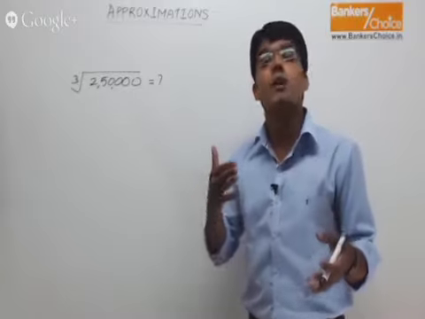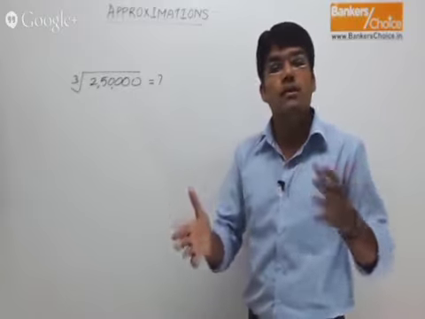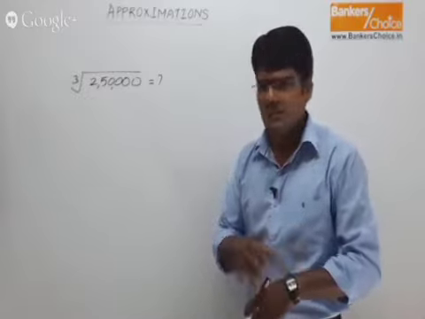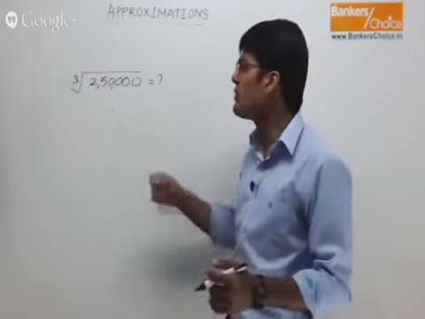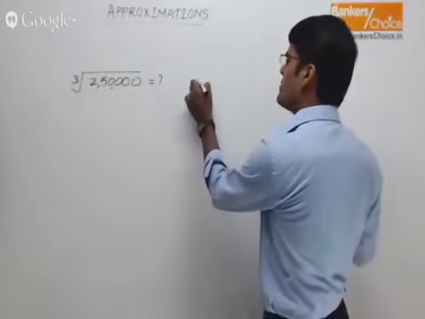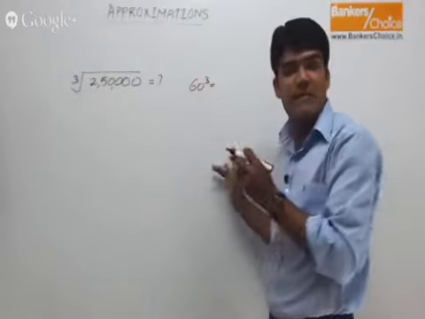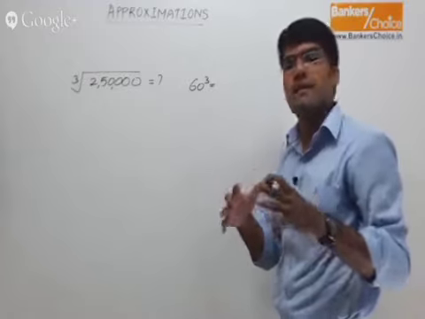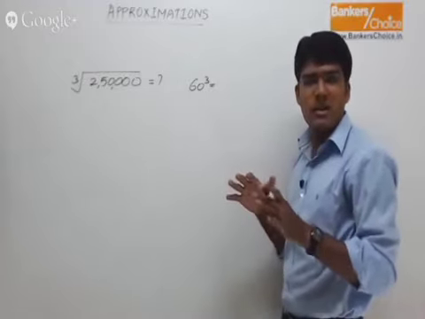If there is more than one option falling between 60 and 70, then you go for the next step. So what do you do? 60 cube is 2,16,000. You don't have to write all these steps. I'm just writing it so that I can explain it to you. When you do it in the exam, cut down the number of steps.